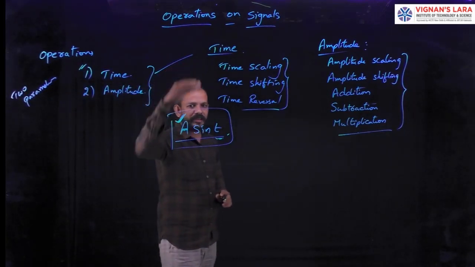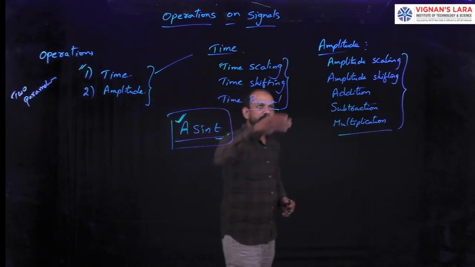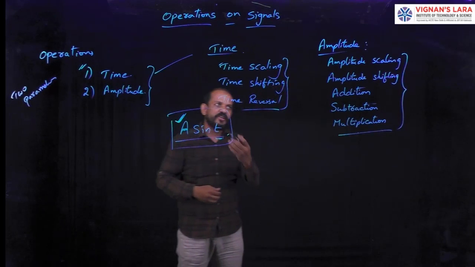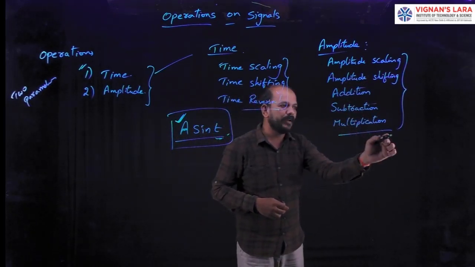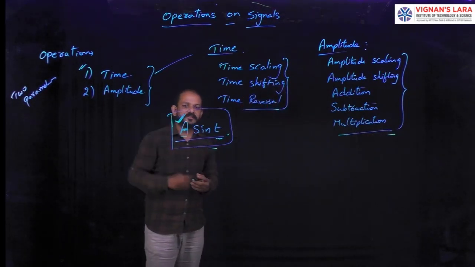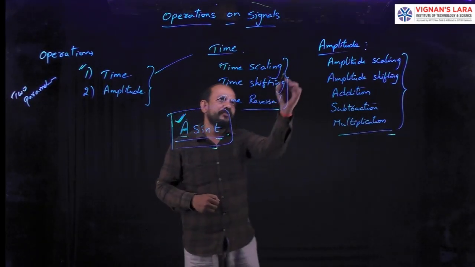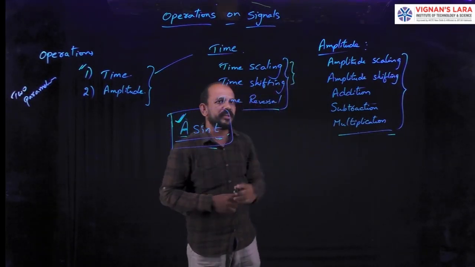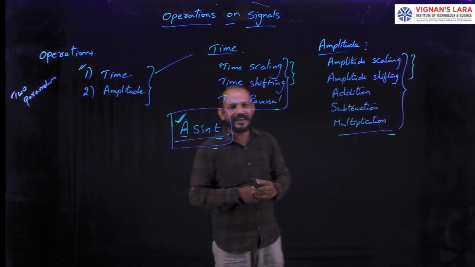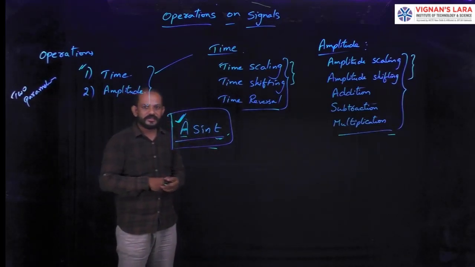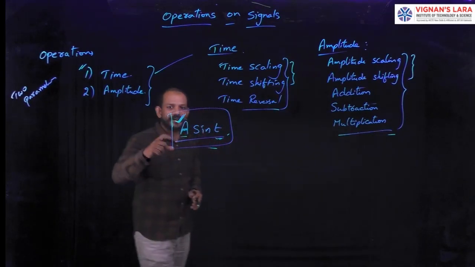With respect to time, I can perform three operations: time scaling, time shifting, and time reversal. In the same way, with respect to amplitude, I can perform five operations: amplitude scaling, amplitude shifting, addition, subtraction, and multiplication. So in your syllabus, you have only four things. With respect to time, you have only time scaling and time shifting. With respect to amplitude, there is only amplitude scaling and amplitude shifting. Only these four operations are there in your syllabus.